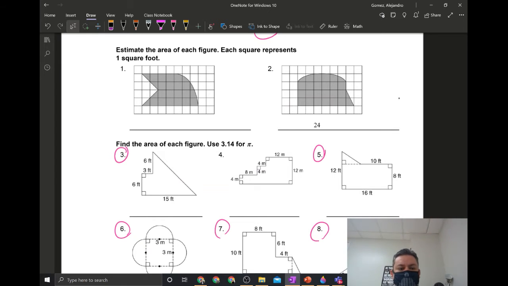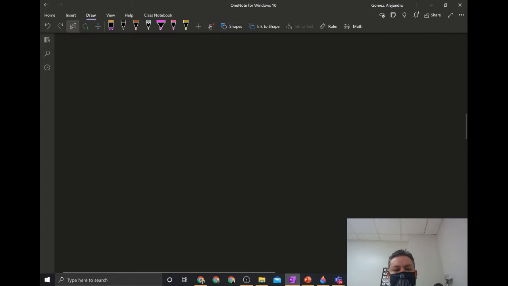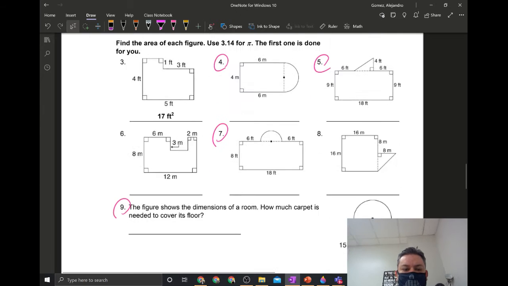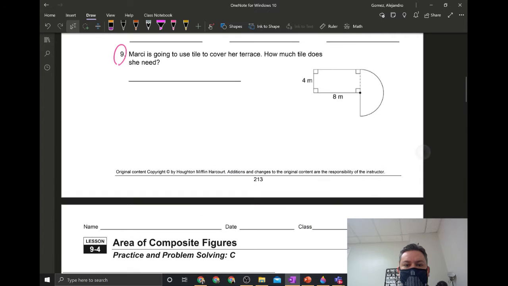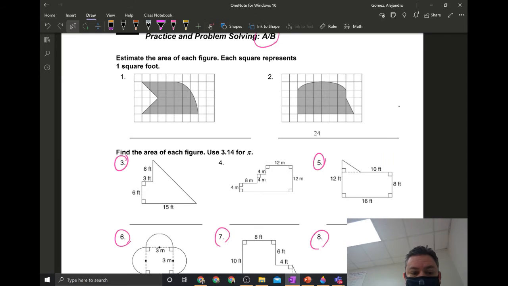So the ones that you have to do are going to be 3, 5, 6, 7, 8, and 9. And on the next page, on side D, you have to do some other ones. You have to do 4, 5, 7, and 9. So I'm probably just going to do 2 samples so that you can have an idea on how to do this again. So let's go ahead and get started.